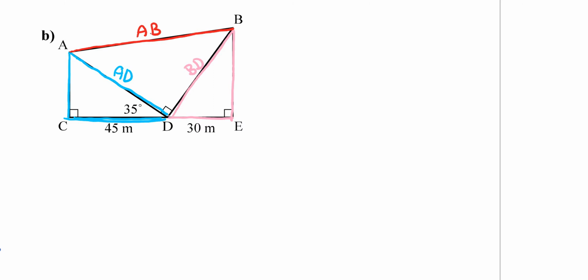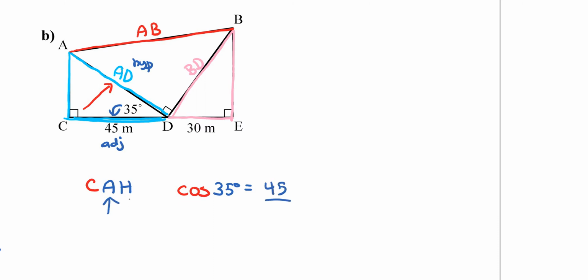Okay, so how do you find the value of AD, which is in blue? Well, if I look directly across here, this is your hypotenuse. And this 45 is actually your adjacent, right? Since the 45 is right next to the 35 degrees, that's your adjacent. So you're given the adjacent and the hypotenuse, so the trig function that relates that will be your cos function. So if I look at cos of 35 degrees, that's going to be your adjacent, which is 45, divided by my hypotenuse, which is going to be AD.